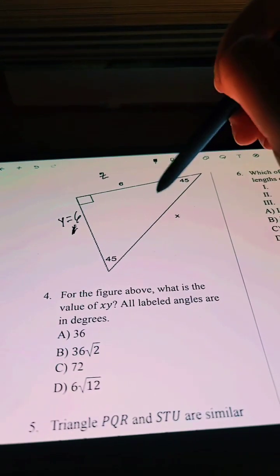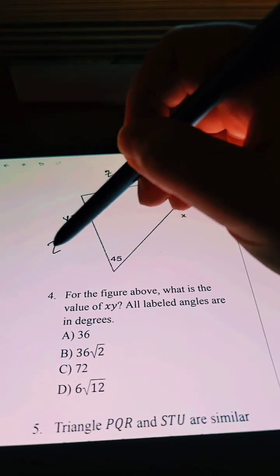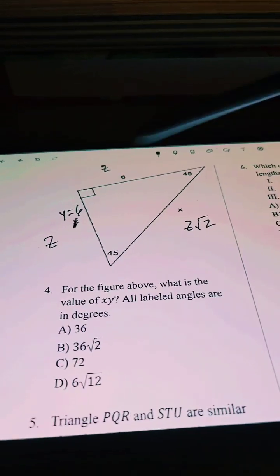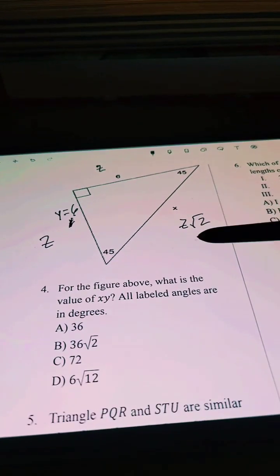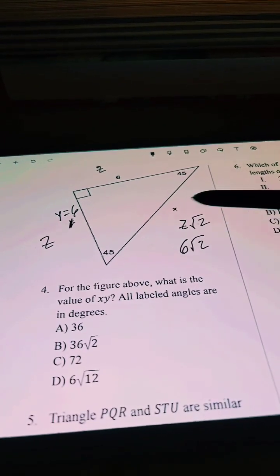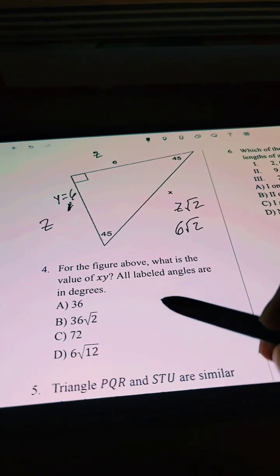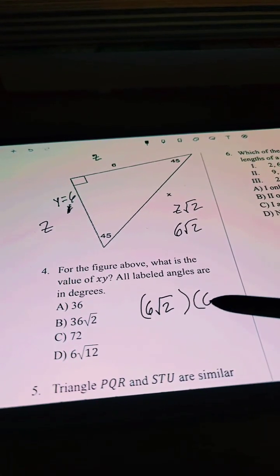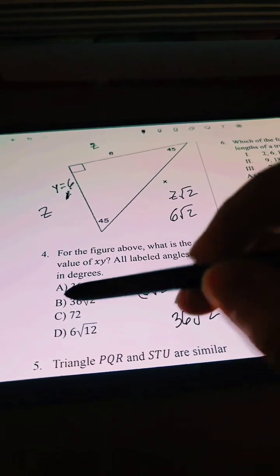I'm going to use z. If I think about the side lengths as the ratios of the side lengths, I could say that this is z, z, and that this is always represented by z root 2. So if I know z is 6, I could say this is 6 root 2 for x, for that side length. So now I can say, okay, x times y would be 6 root 2 times 6, which is just 36 root 2, B.